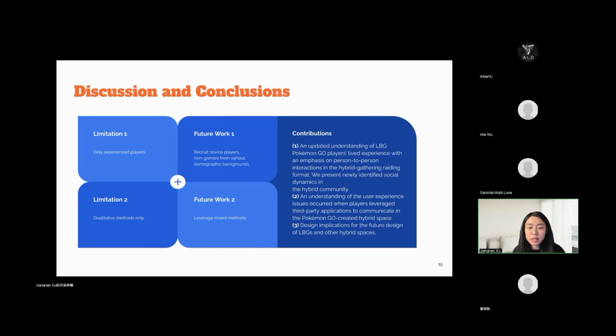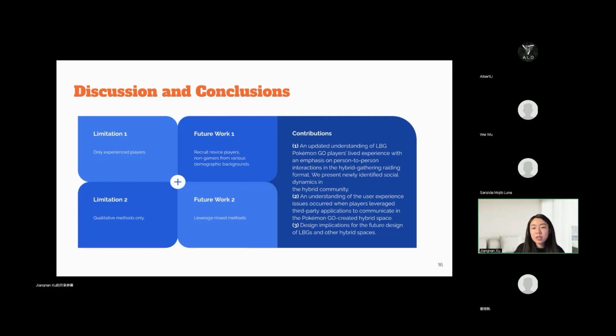So our future work is to leverage mixed methods. Overall, to conclude, our contributions of this work are an updated understanding of location-based games, lived experiences with an emphasis on person-to-person interactions in hybrid gathering format. We present newly identified social dynamics in a hybrid community.